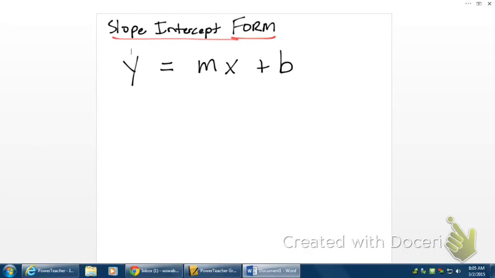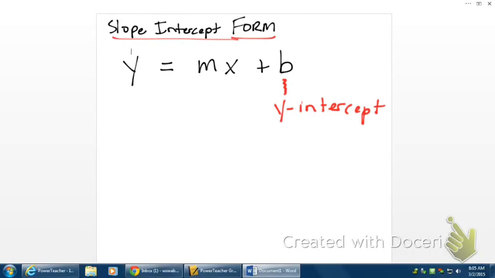Intercept form is y equals mx plus b. Now let's talk about what the m, the x, the b, and the y mean. First off, I think the easiest one is, what does the b stand for? The y-intercept. Absolutely. The b stands for where that line crosses the y-axis.